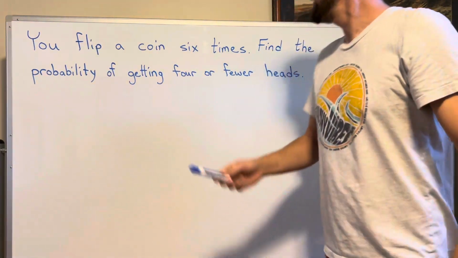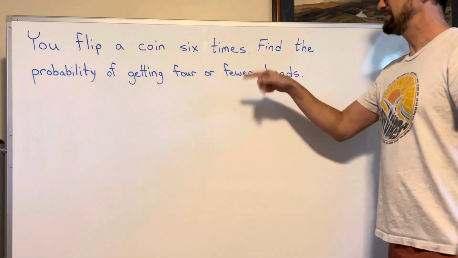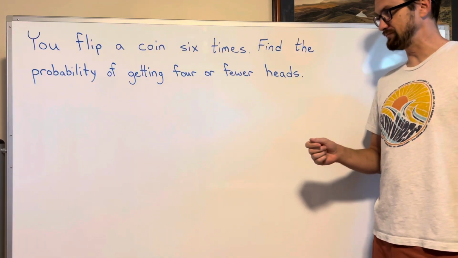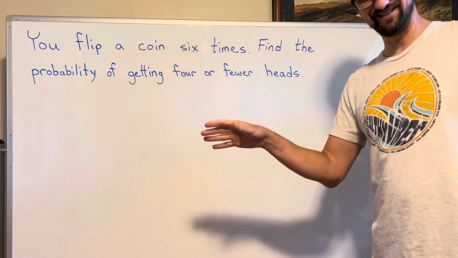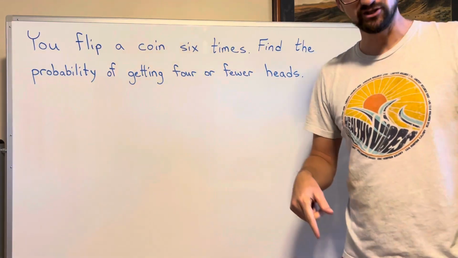You flip a coin 6 times, a heads or tails coin. Find the probability of getting 4 or fewer heads. First thing you've got to realize is that this represents a binomial distribution.